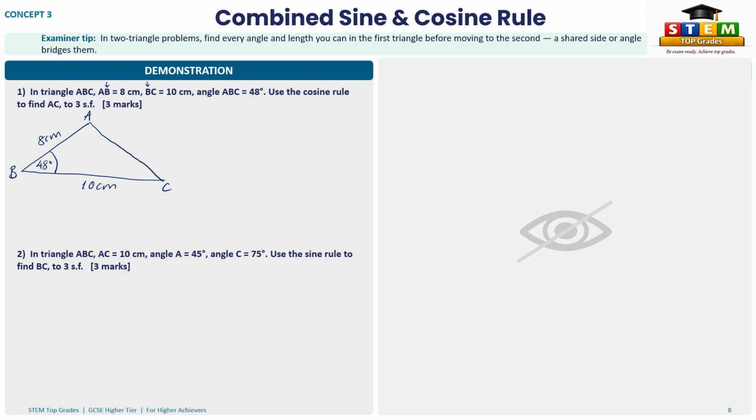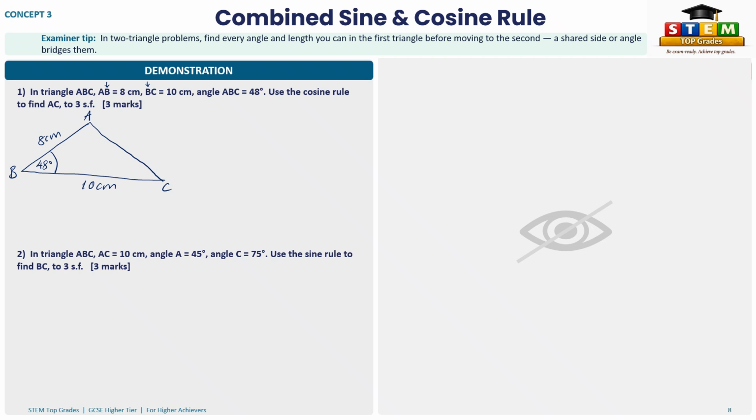Use the cosine rule. Okay, so let's join these two vertices A and C. It says use the cosine rule to find AC, and in that case it's just one triangle, and then we will look at the second question, where we'll have to use the second triangle. So let's combine. Let's use the first one then, the cosine rule.